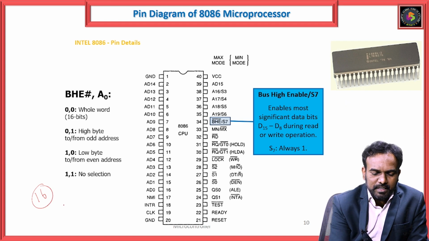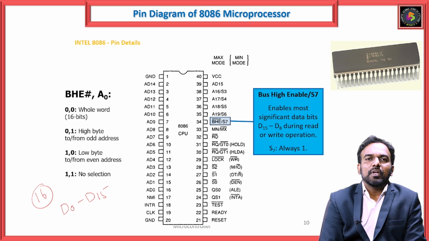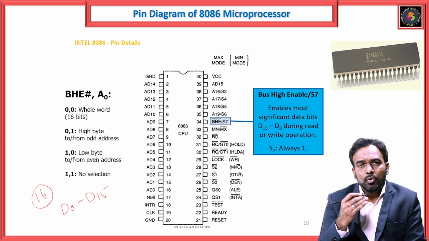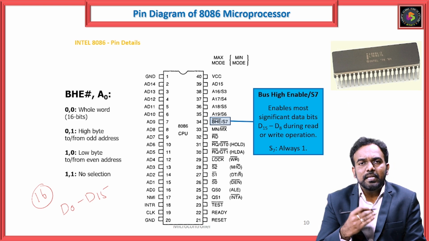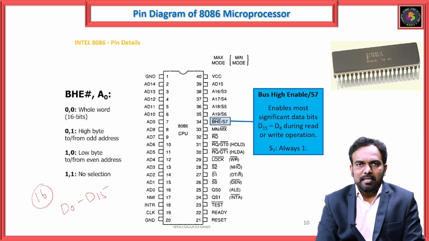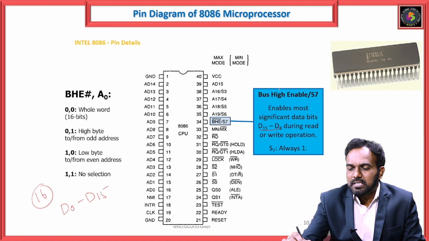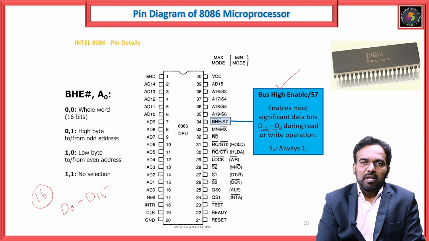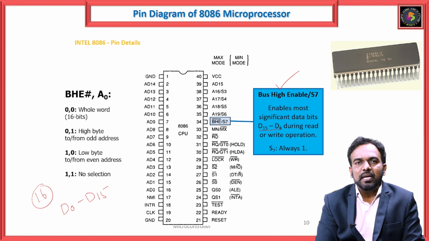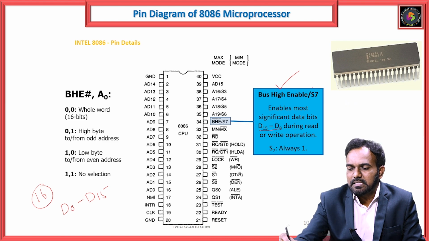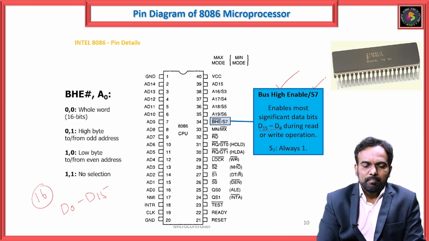We are representing those 16 data lines as D0 to D15. Usually we call D0 to D7 the lower data lines, and D8 to D15 the higher data lines. To select the higher data lines D8 to D15, we use the pin called bus high enable. There is also one more pin multiplexed with bus high enable, called S7, another status signal.